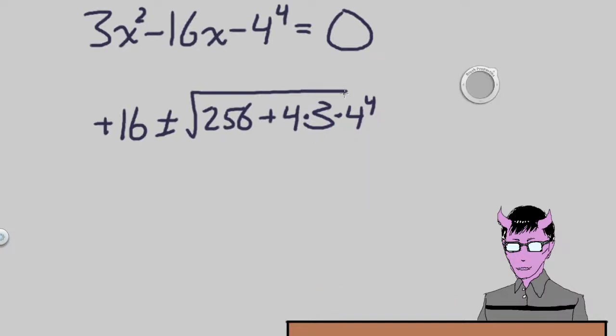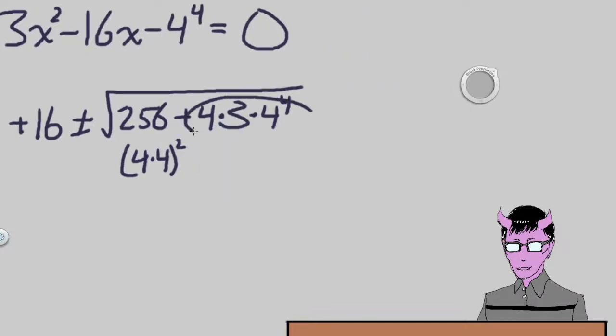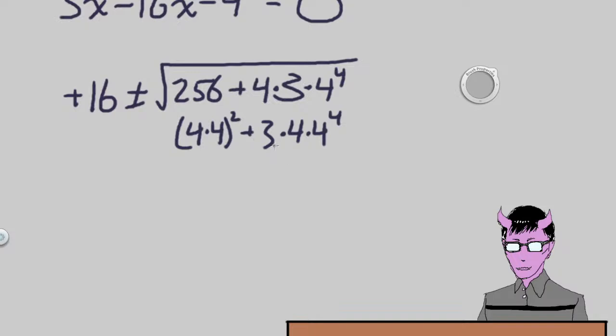Okay. Well, this is actually a nice scenario. I should have left this as 16 squared. So 16 squared is just going to be 4 times 4 squared. This is also just a bunch of 4s. So plus 3 times 4 times 4 to the power of 4. Is there a nice way to add this up? Yeah, I think there's a way to play around with this, right?